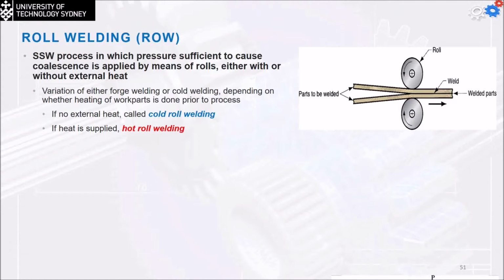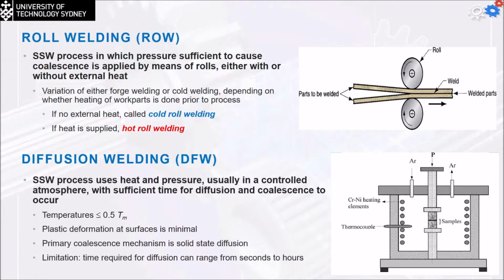Usually the temperature within the chamber is going to be less than half of the melting temperature. The plastic deformation at the surface is going to be minimum, and the primary coalescence mechanism is solid state diffusion, and the limitation we have for this process is the time required for the diffusion, which can range from seconds to hours.